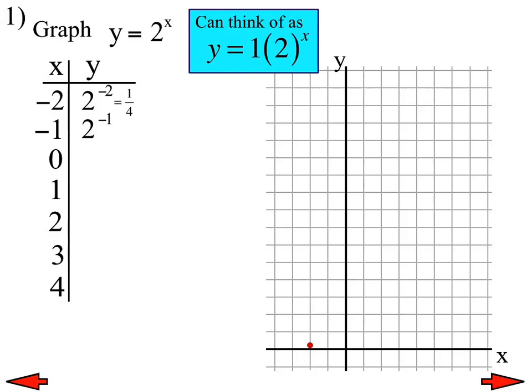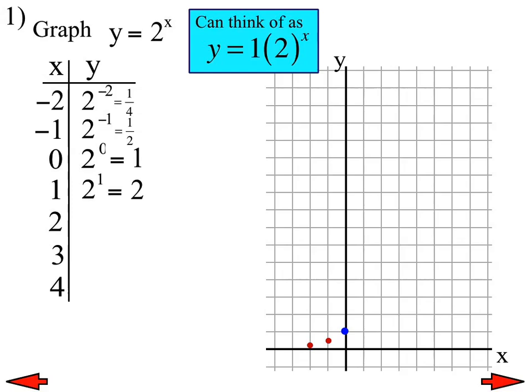When x is -1, we have 2 to the -1 power. That gives us a value of 1/2. So plotting our (-1, 1/2), that would be approximately right there. When x is 0, we have 2 to the 0 power, and that, of course, leads us to 1. And that is a very important value right there, (0, 1). So I'm going to use a different colored dot for that. That, of course, is the initial value or the y-intercept.